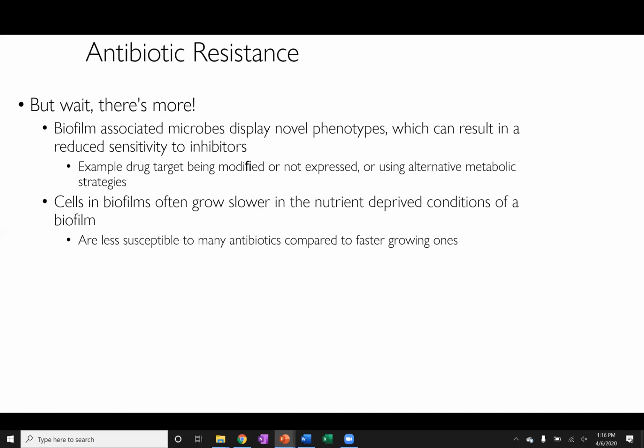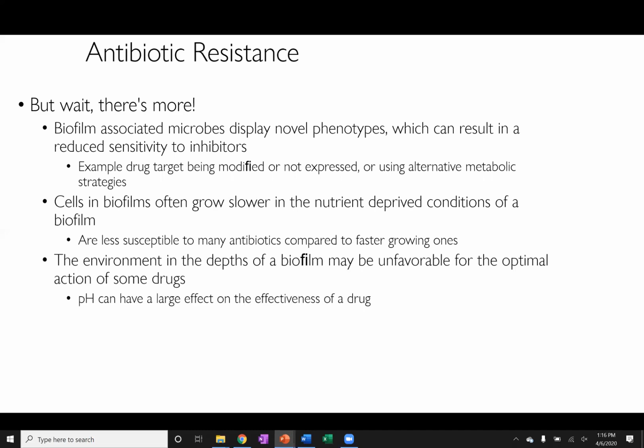Cells in biofilms often will grow slower in the nutrient-deprived conditions of a biofilm, and thus are less susceptible to many antibiotics relative to, say, faster growing ones that are not in biofilms. And finally, the environment in the depths of the biofilm may actually be unfavorable to the optimal action of some drugs. So for instance, pH can have a pretty dramatic effect on the efficacy of any given drug. And many times, the deeper down you go in biofilms, the more acidic it gets. So even if the antibiotic could get down to the deeper layers of the biofilm, it simply wouldn't be as effective because of the pH.